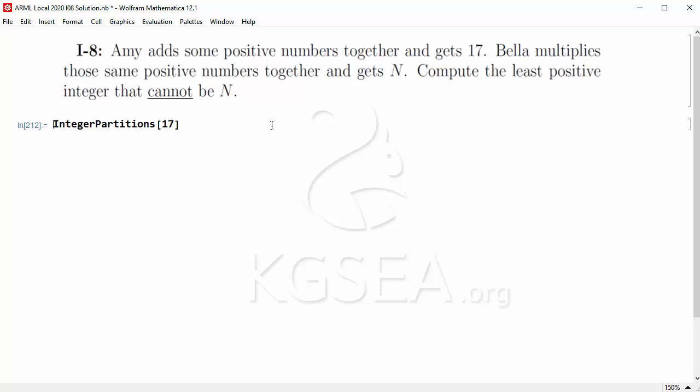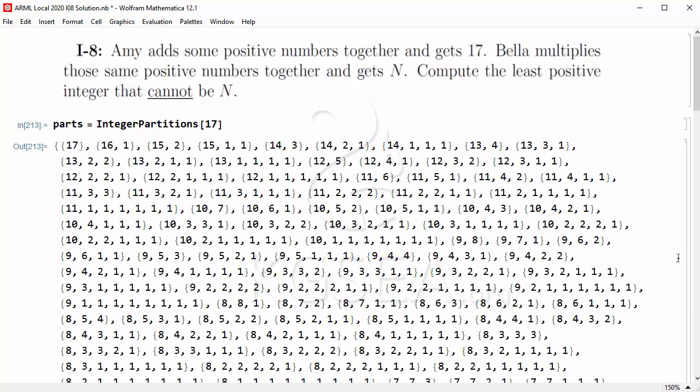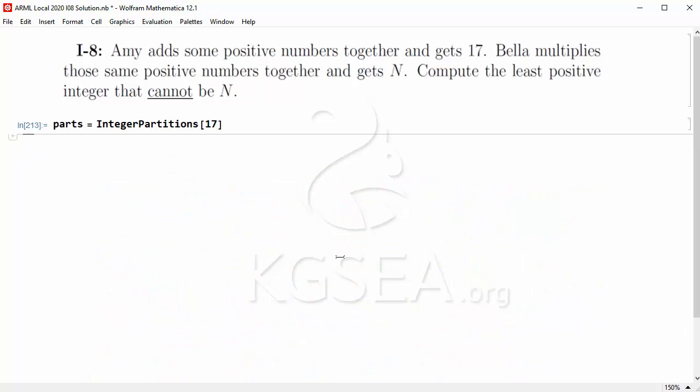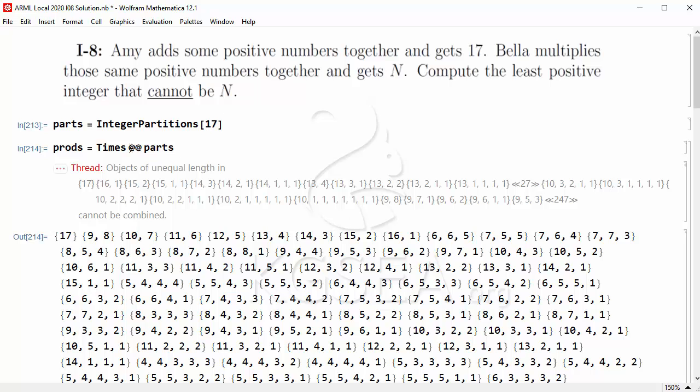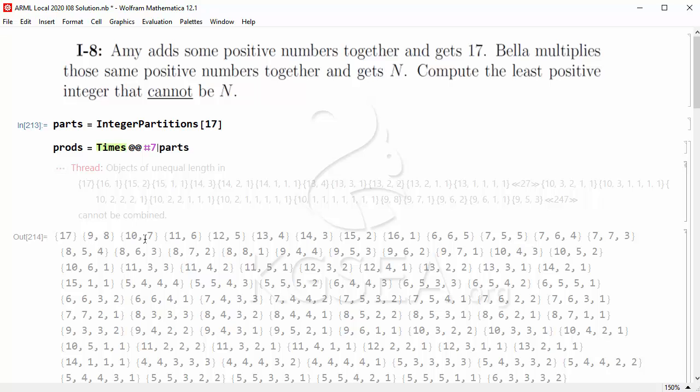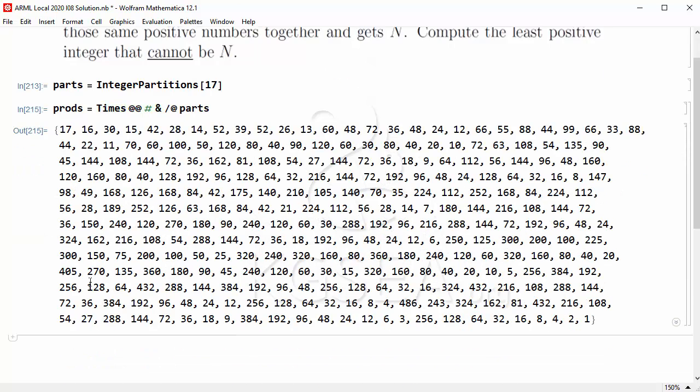So I will call it partitions, parts. So you just saw it. That's what they are. And now I'm going to multiply them. So I do times add parts. So these are products. Okay, I think I got to do it this way. Oh, I got to do map, sorry. So here. So these are the products of each case here.